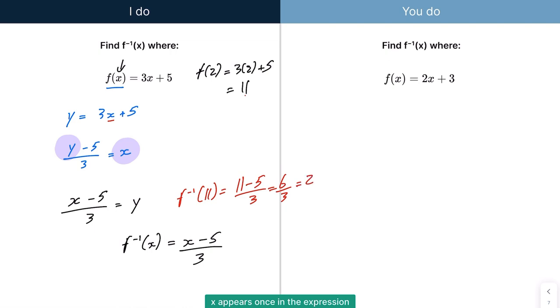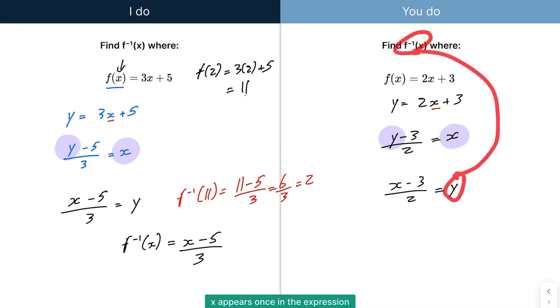So hopefully you've pressed pause and had a go at the example on the right. So step 1, replace that with a y. Step 1's nice and easy. Step 2, rearrange the equation for x. So we want to make x the subject. Step 3, we're now going to swap x and y around. So all we need to do is swap this, and that just becomes x minus 3 over 2 is equal to y. And then finally, we just need to replace the y with that there. And that then becomes x minus 3 over 2 is equal to the inverse of x.